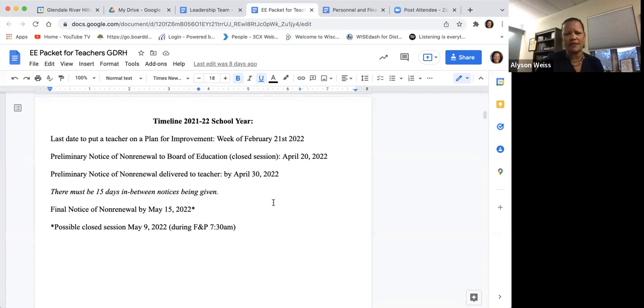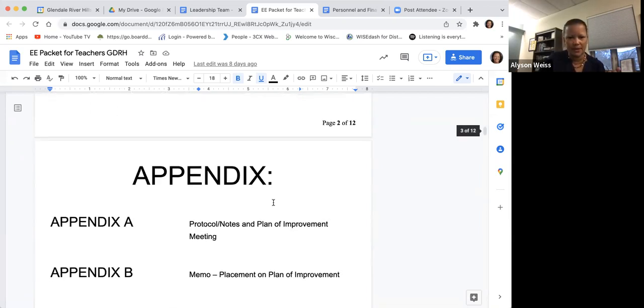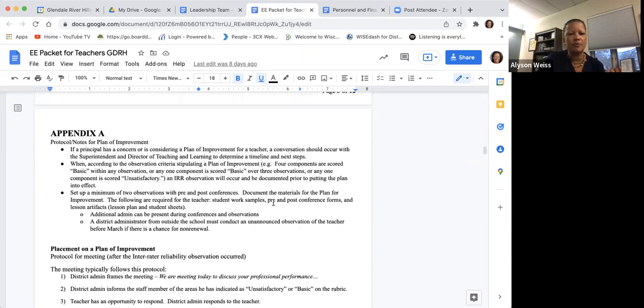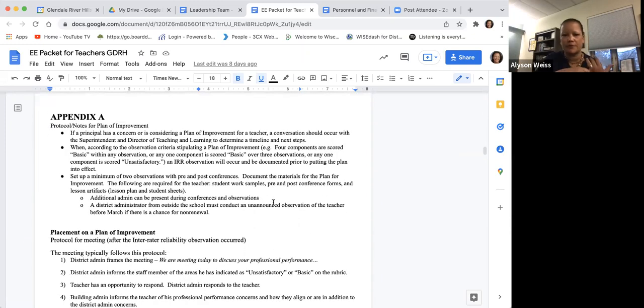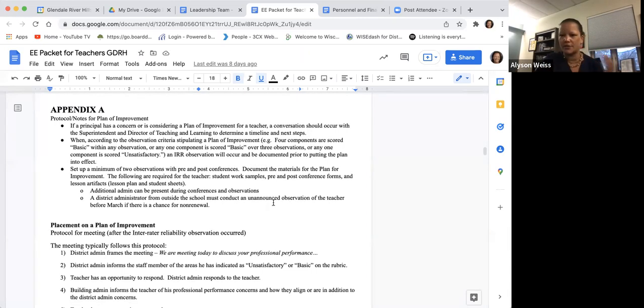So then basically the rest of this packet, and we would share it with staff, but it's really a resource for principals. The first piece is, what is the protocol for putting somebody on a plan of improvement? They would have to notify me and notify Jenica and say, hey, there's this teacher I want to put on a plan. Here are the areas where they're basic or unsatisfactory that are leading me to want to put this person on a plan.